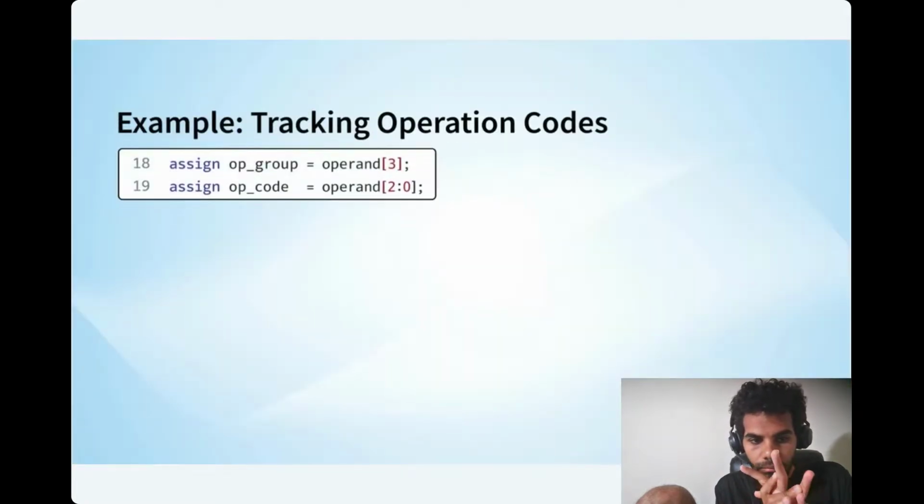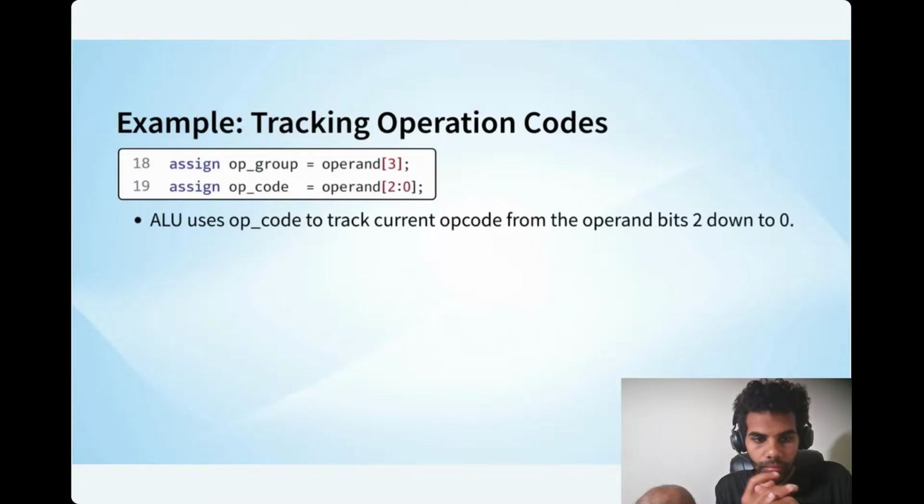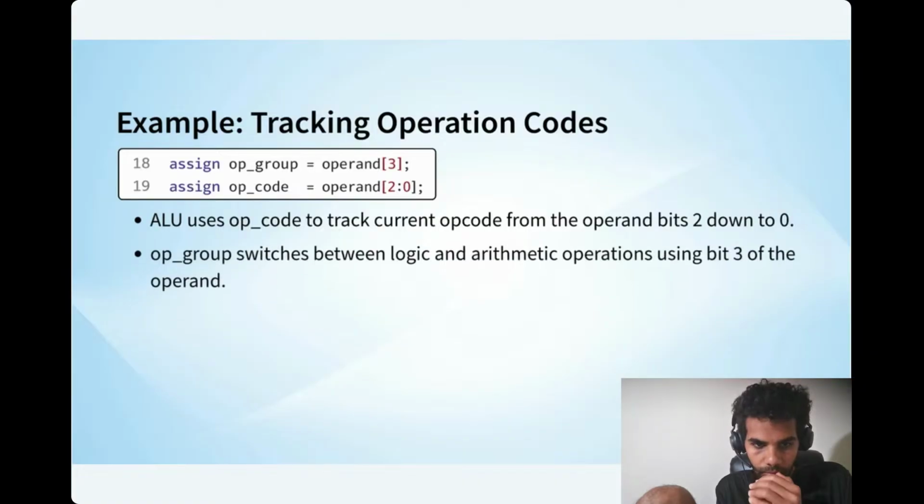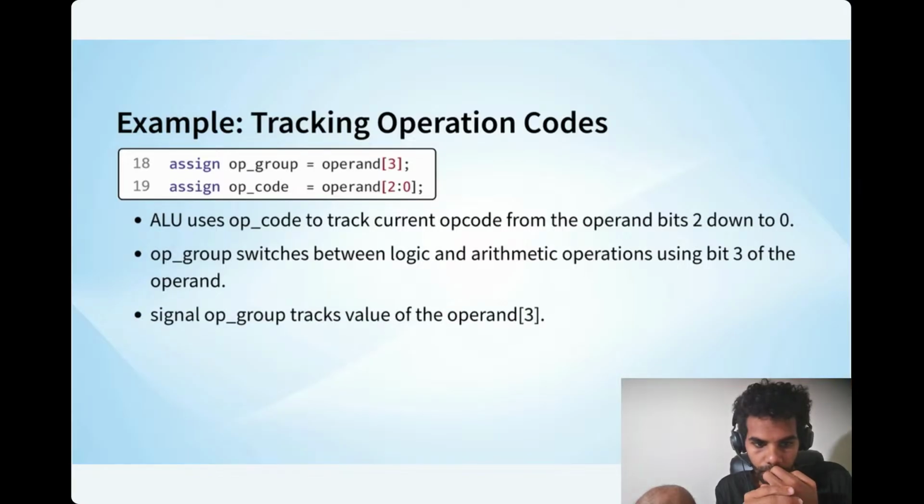For example, in our ALU, we use the opcode signal to keep track of the current opcode from operand bits 2 down to 0, and an op group which switches between logic and arithmetic operations using bit 3 of the operand. So here, the signal op group always tracks the value of operand[3], and opcode always tracks operand[2:0]. Once the right-side signal changes, the left-side signals update.